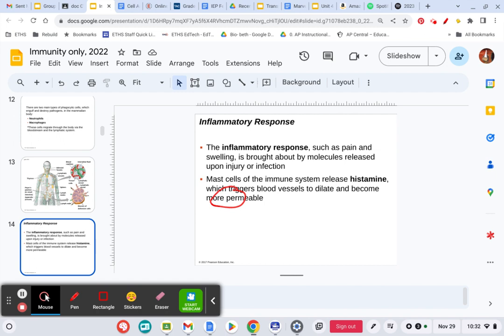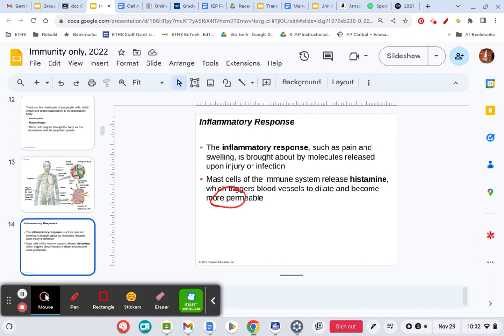Red. You could have fluid coming out of it, right? Warm. Okay. All of those are part of the inflammatory response. All those things are brought on when there's an infection. There are parts of the immune system that are called mast cells. And mast cells' job is, when they know that there's something foreign in the body, to release a chemical called histamine.